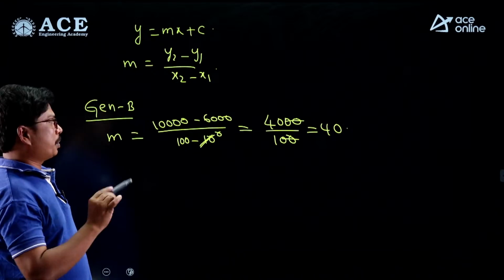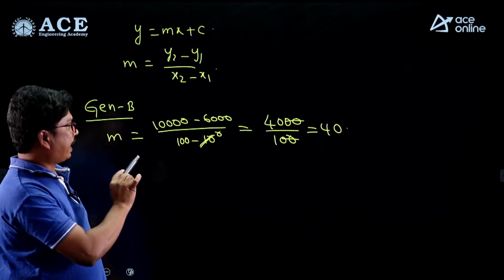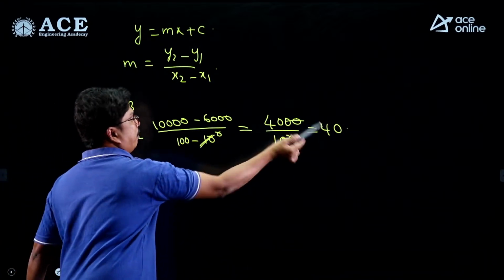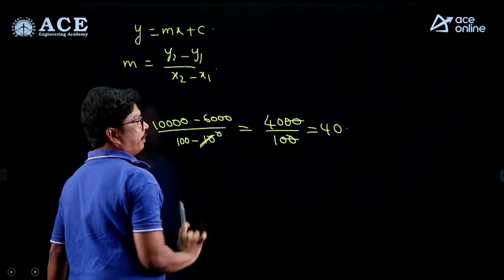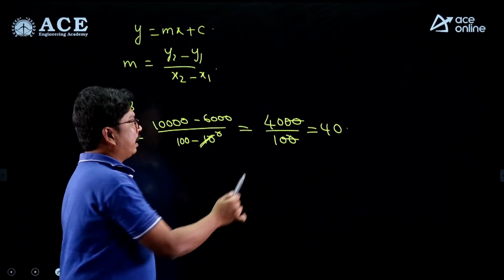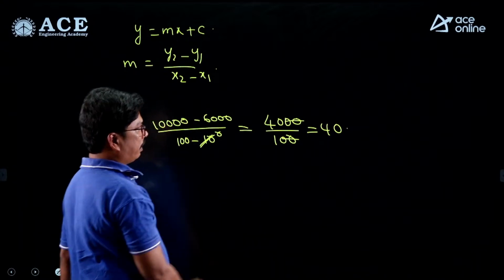40 is the answer. Some students send it as 10, some students send it as 100. If it is 0, it will be 40. If it is 10, take that value. We will get 400 divided by 9, right? Based on the value what you got.